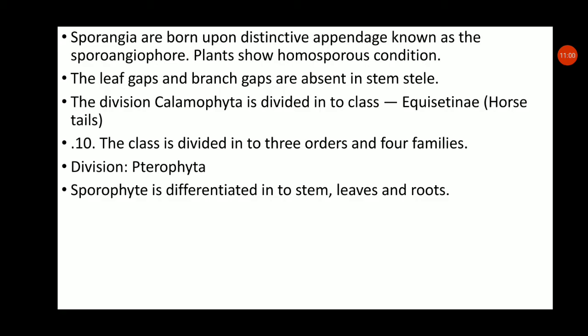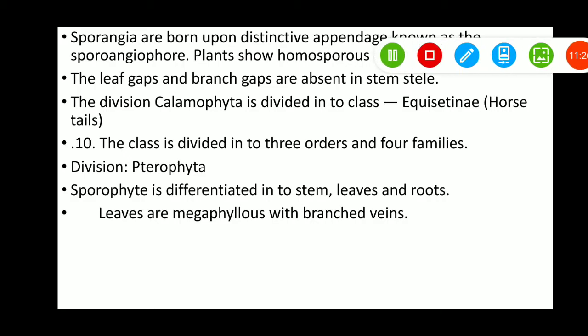First is the sporophyte. In the members of the division Pteridophyta, the sporophyte is differentiated into stem, leaves and root, and this is the same for all the divisions. Then next character, leaves are megaphyllous. These leaves have a large size with branched veins.